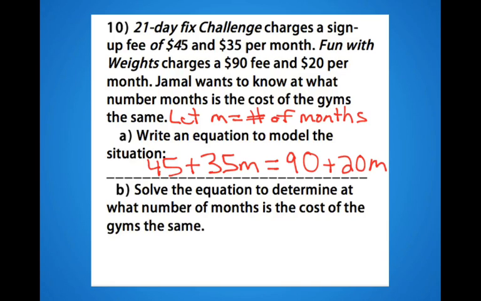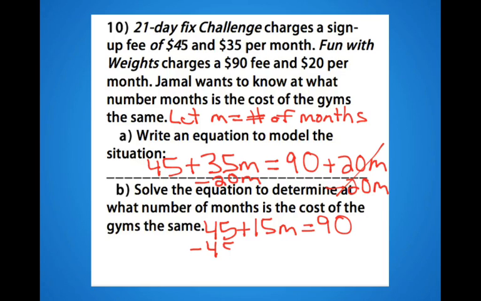So let's get those m's together. So we would have to subtract 20m from each side. So if we do that, that would get rid of it there. So that would leave us with 45 plus 15m equals 90, and then we want to subtract 45, so 15m equals 45, and m equals 3. So it would take 3 months for the cost to be the same.